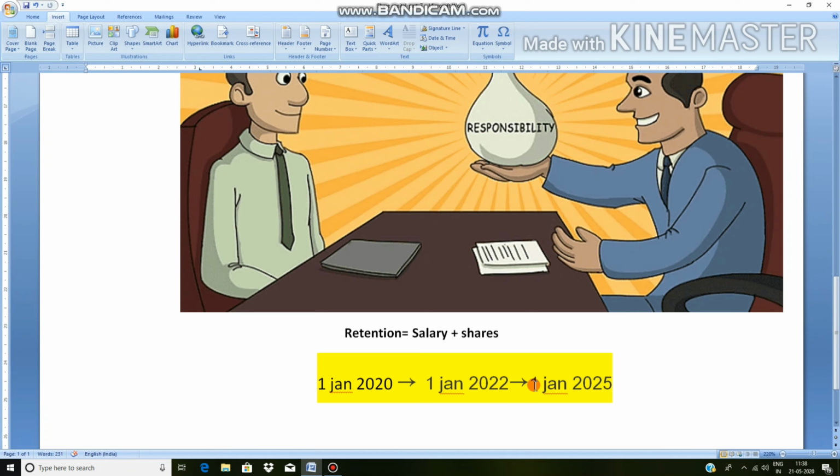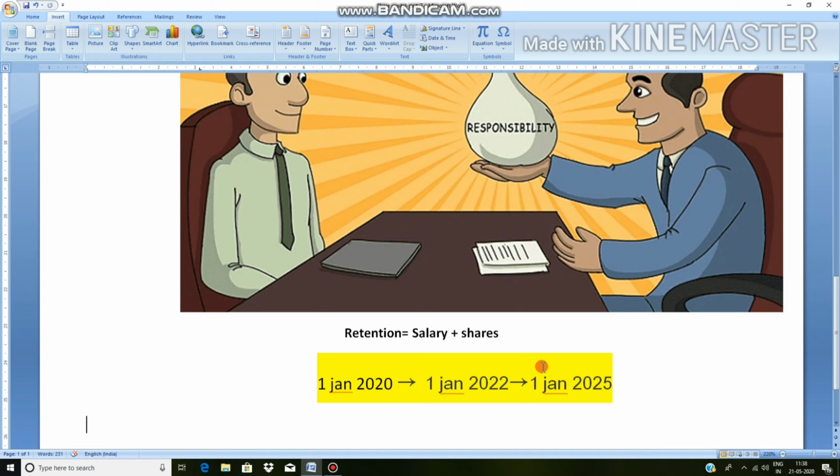So after a continuous service of 2 years, again I am telling, the company offers a grant letter with a condition that if you continue your job here for 3 more years, that is up to 2025, then we will allow you to purchase 5,000 shares of the company at a price lower than the market price, like rupees 10, rupees 20, or 30, which is usually much lower than the market.